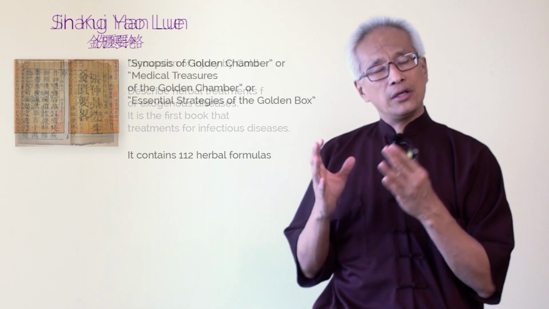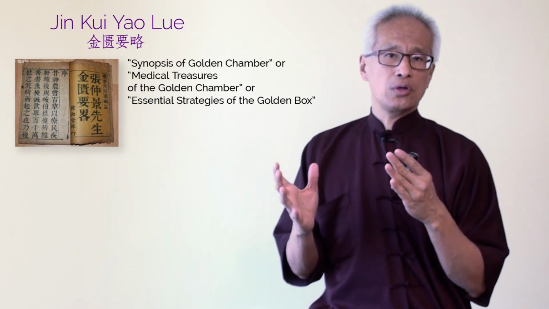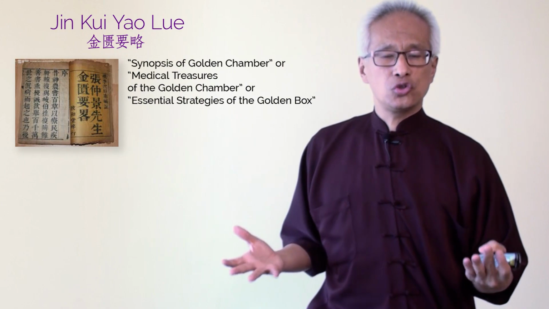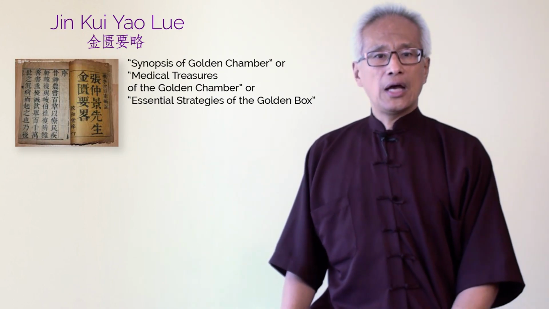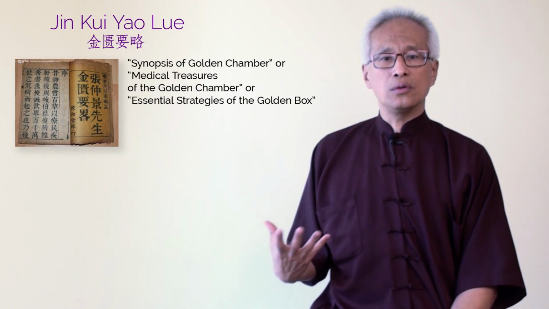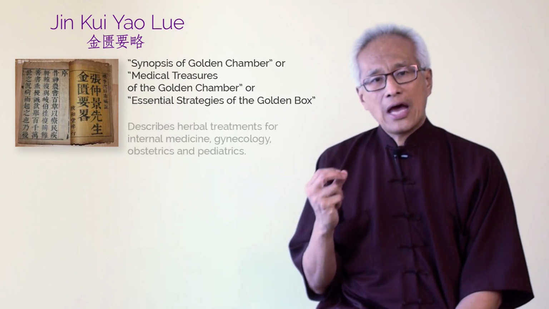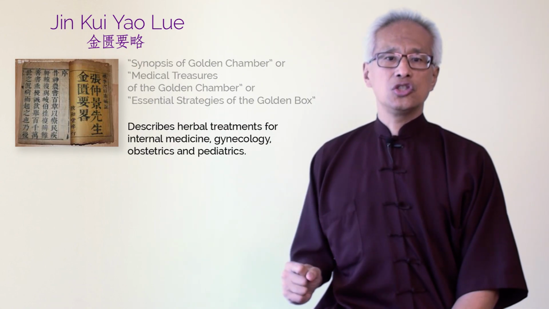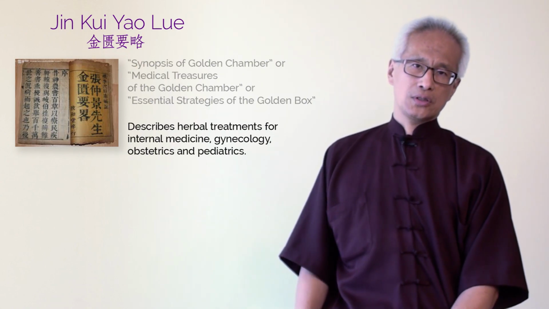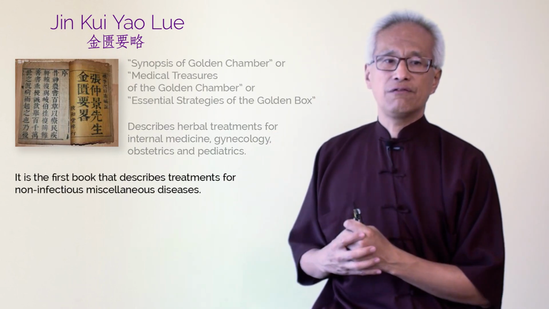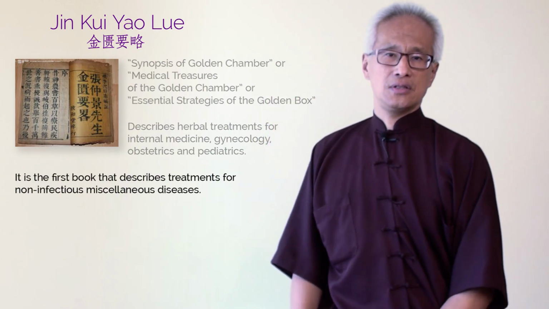Now, 金匮要略, the other book, sometimes we call the synopsis of Golden Chamber, or the medical treasure of the Golden Chamber, or essential strategy of the Golden Cabinet or Golden Box. It describes the herbal treatment for internal medicine mainly, gynecology, obstetrics, and pediatrics. It is the first book that describes treatment for non-infectious miscellaneous diseases.